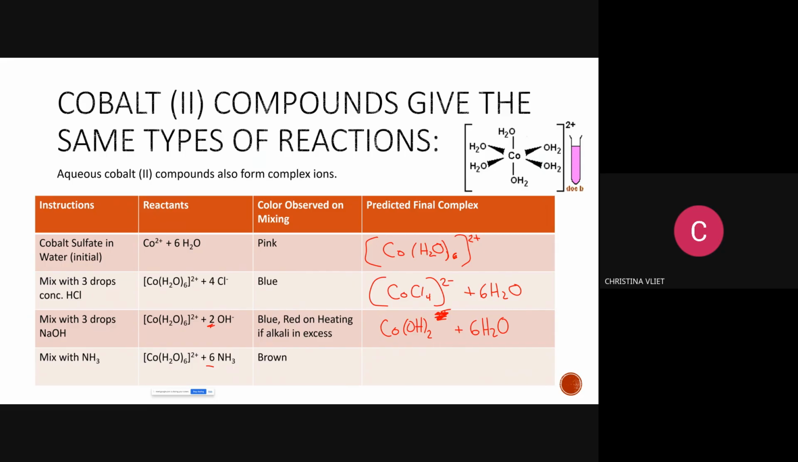And that is why this unit is so much fun. For these cobalt and copper complexes, you have to remember that these are the exact ligand substitutions that go on. And then finally with NH3, a key difference is instead of 4, you get 6. So this would be Co(NH3)6 2+ plus 6 waters.